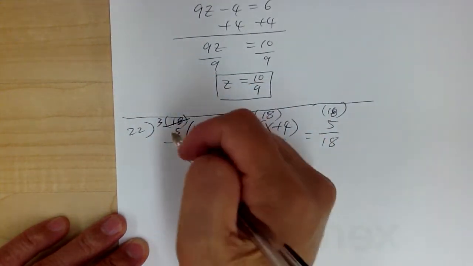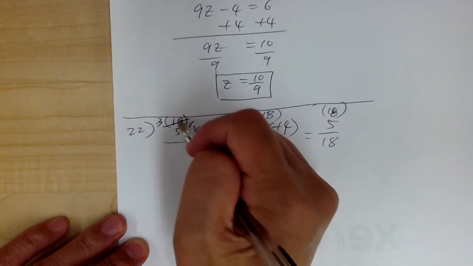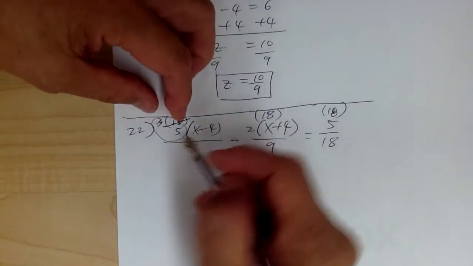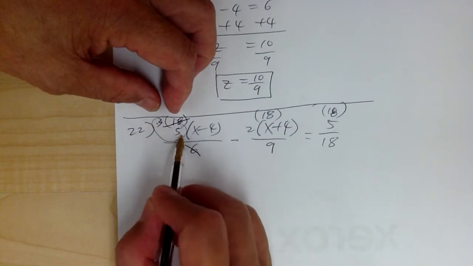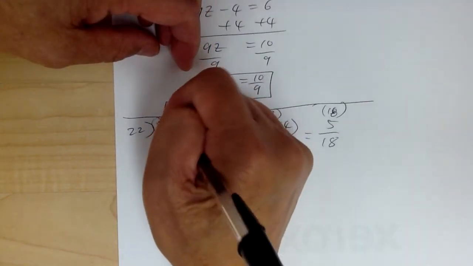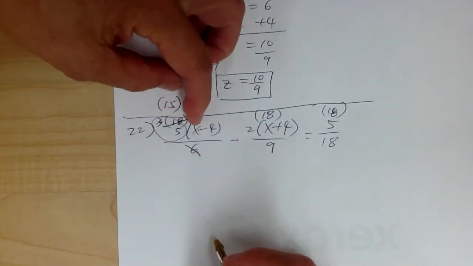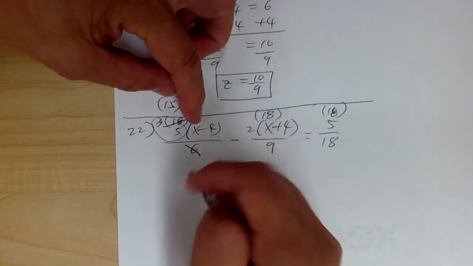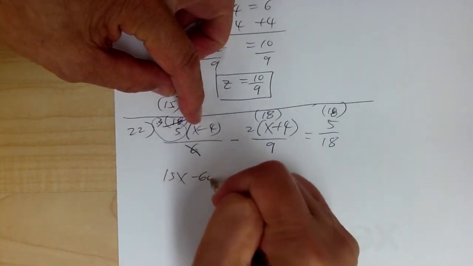Now you have to be careful. When you multiply, 3 times 5 will give you 15. So multiply the number first. 3 times 5 is 15. Now you use the 15 to multiply that, so you're going to get 15x minus 60.